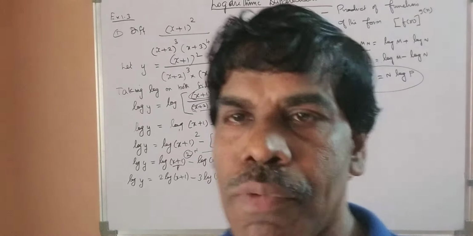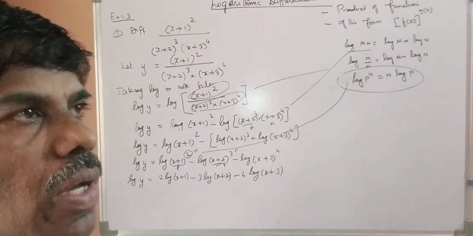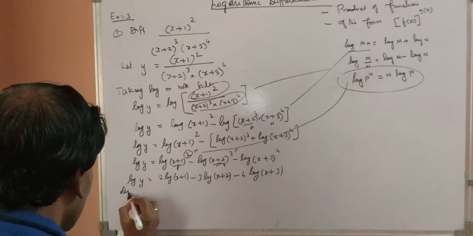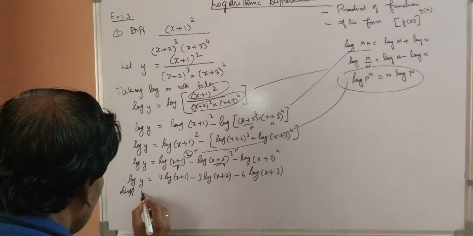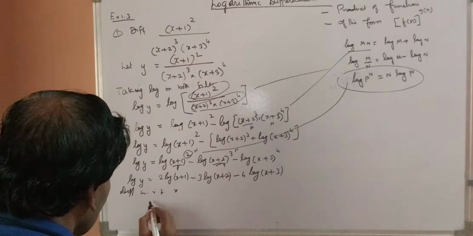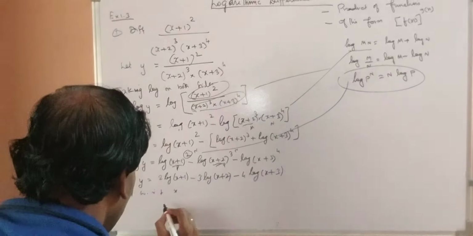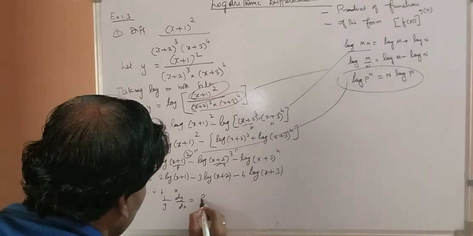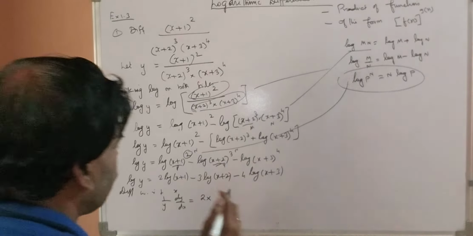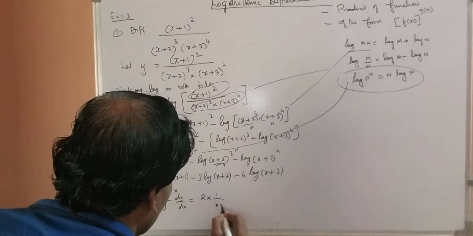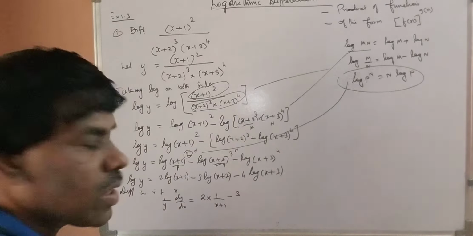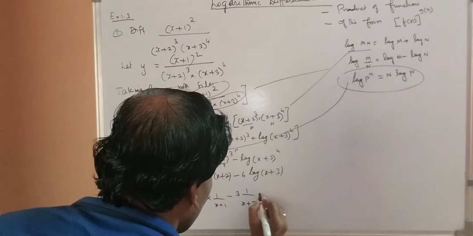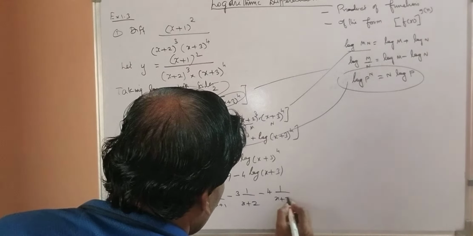Now you tell me, have you done anything so far? Nothing. We are just simplifying by using the formulas. Now we can differentiate with respect to x. What is the derivative of log y? 1 by y dy by dx equals 2 into, what is the derivative of log of (x plus 1)? 1 upon (x plus 1), minus 3 into, the derivative of log of (x plus 2), 1 upon (x plus 2), minus 4 into 1 upon (x plus 3).